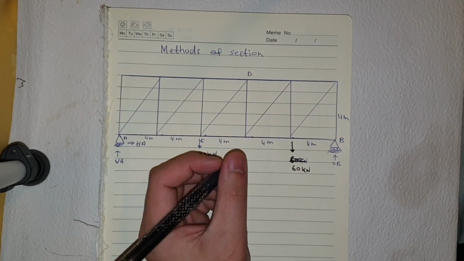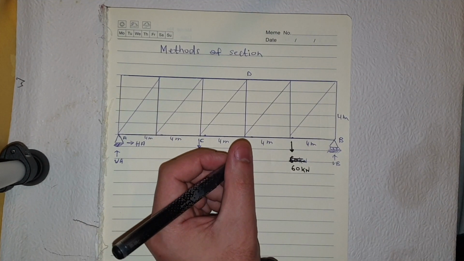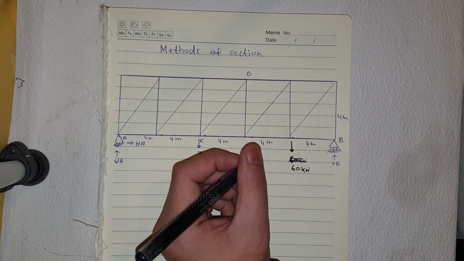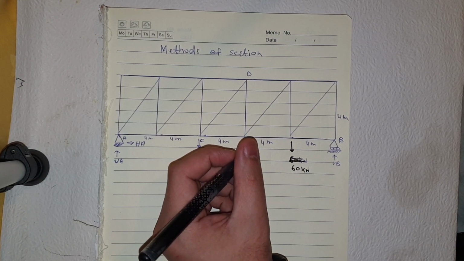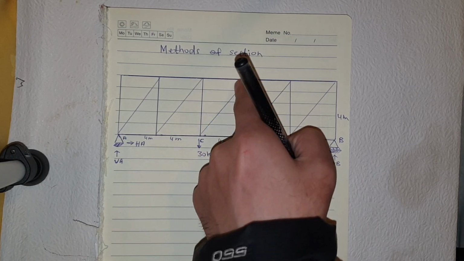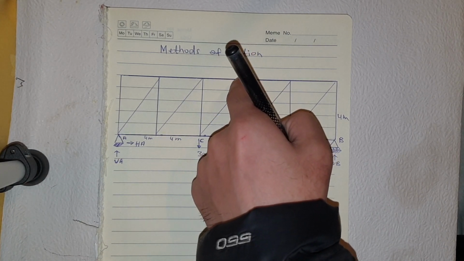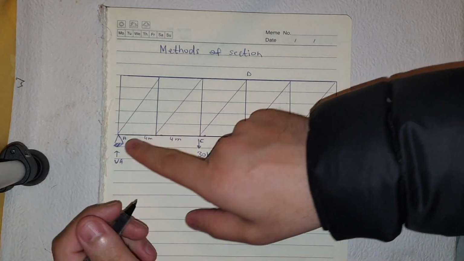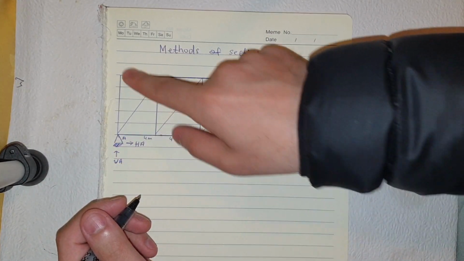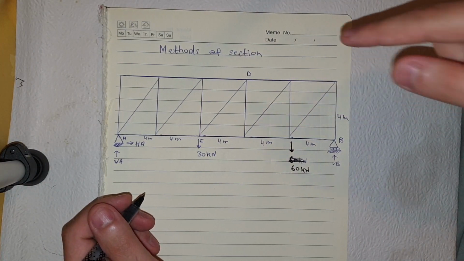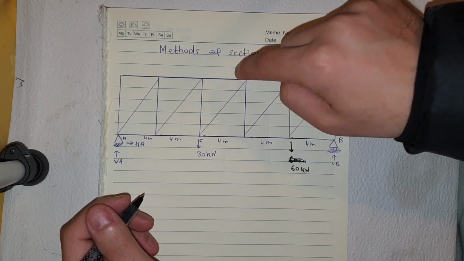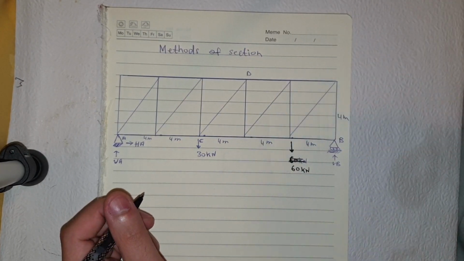Hello everyone. In this example, I'm going over an example on method of section to solve the truss problem in statics. For example, if someone asked you to solve the member at point D, in method of joint, you have to go step by step. You have to solve the member at point A, then go to point B, C, D, and so on. But in method of section, you have to find the specific member he asks you.